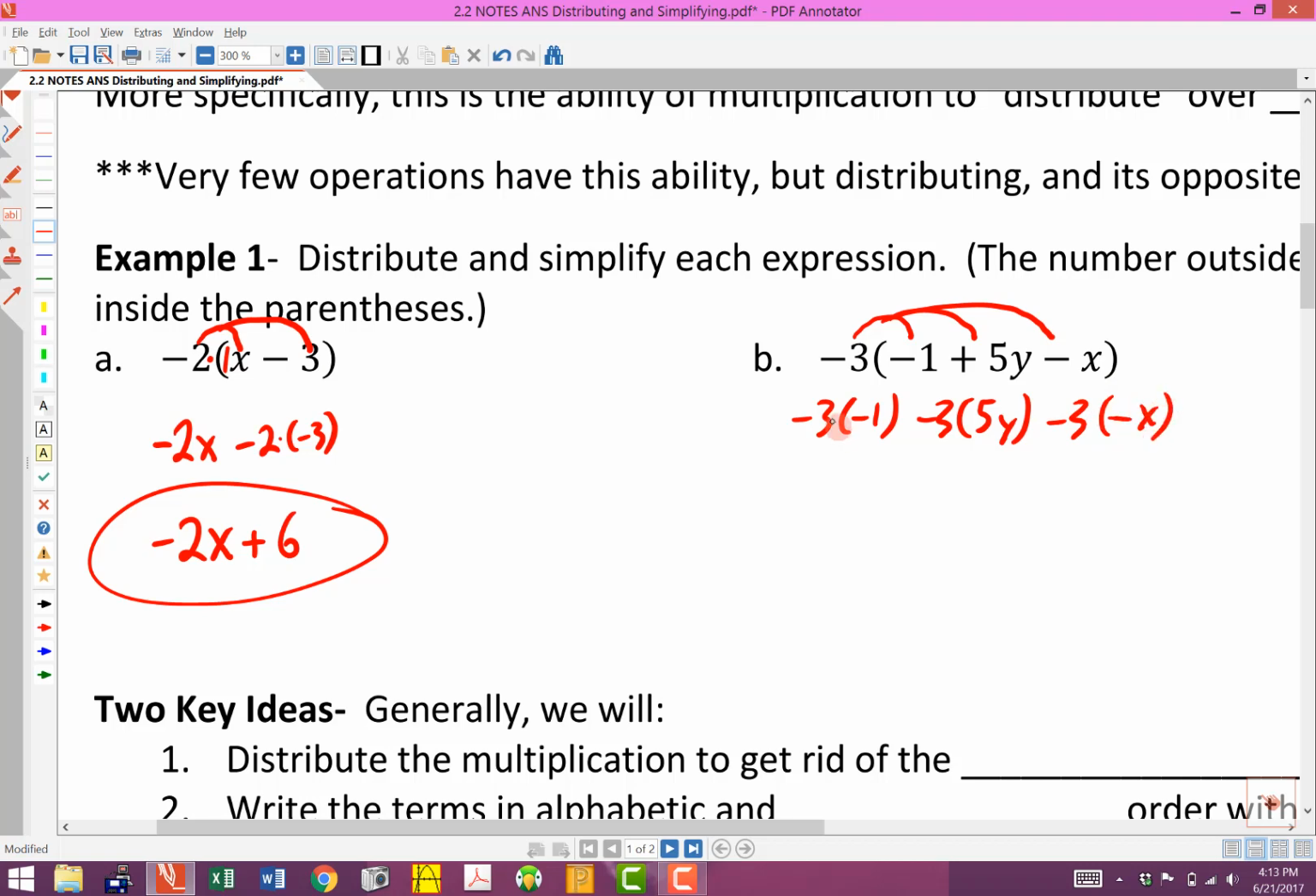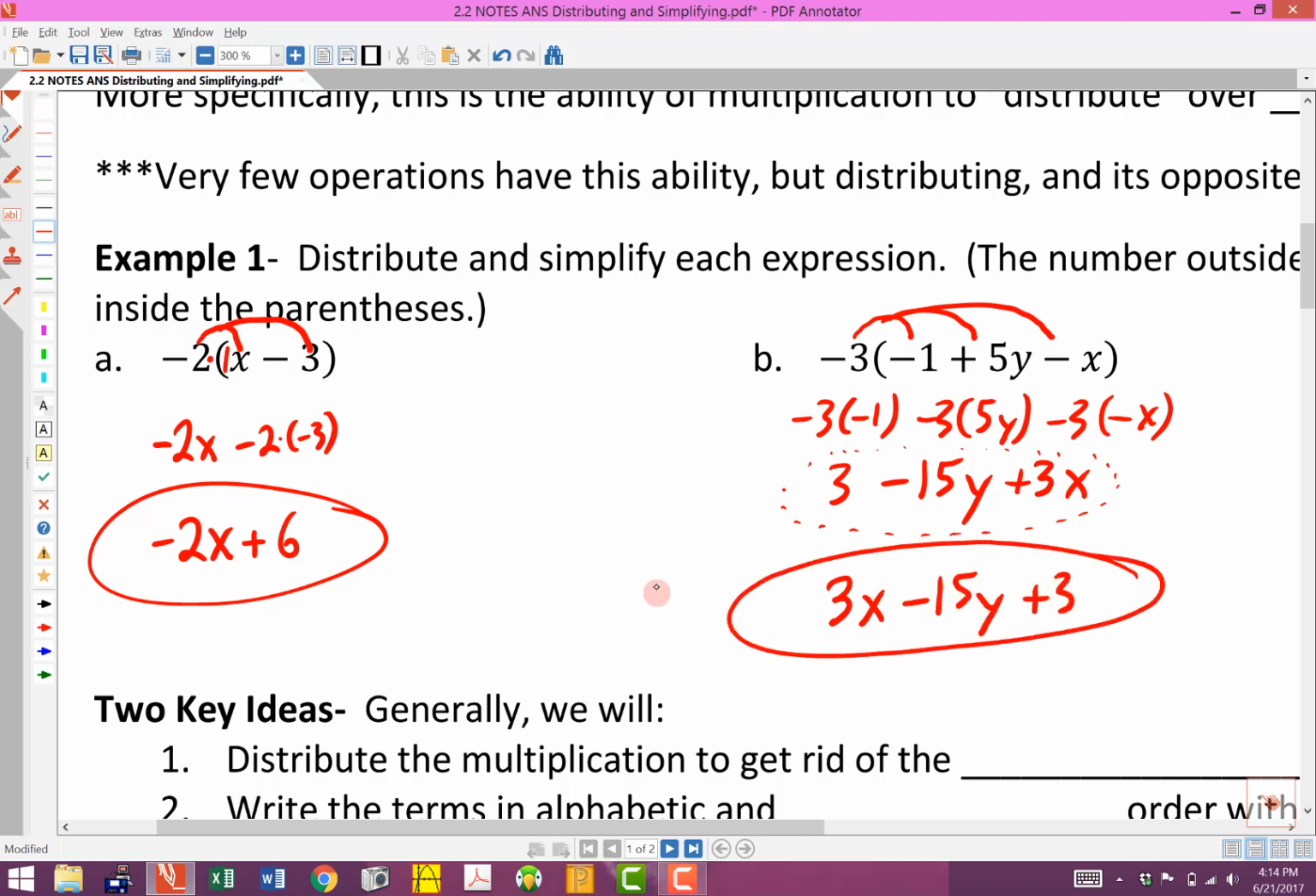Now I'm going to go through and simplify each one of these. Negative times a negative is a positive. Negative times a positive is a negative, and that's going to be 15y. And negative times a negative is a positive, so that's going to be plus 3x. Now, before I go through and circle this, remember we want to write this in the correct order. So if we've got 3 terms, we've got a constant. It's going to go at the end, and we're going to write the variables in alphabetical order. So we're going to write 3x minus 15y, and then we'll put the plus 3 at the end. That right there is the order that we want to write the answer in. Okay?